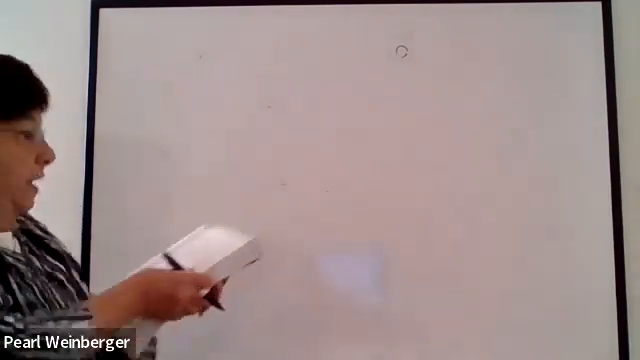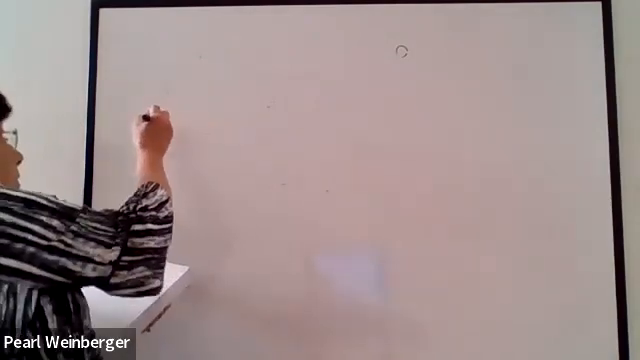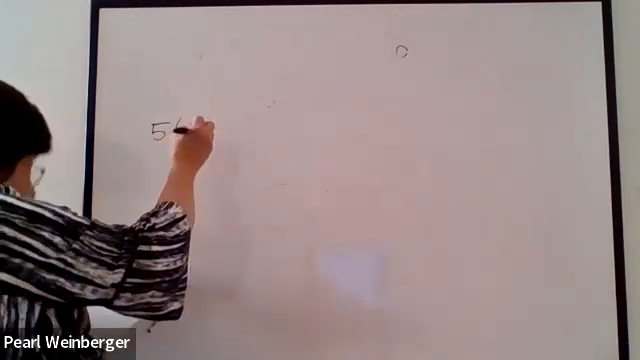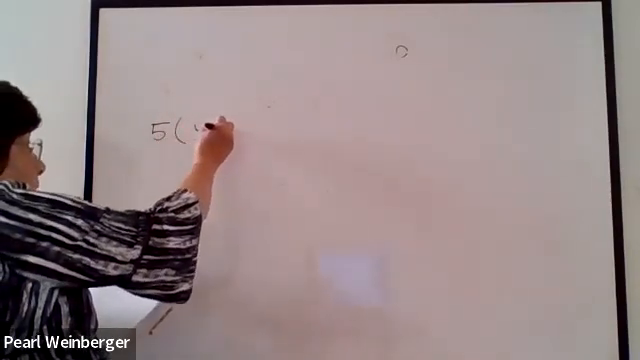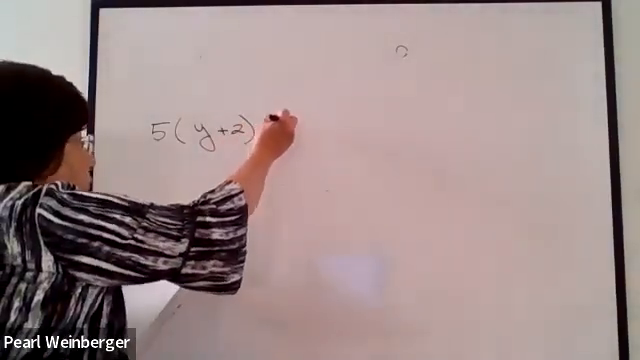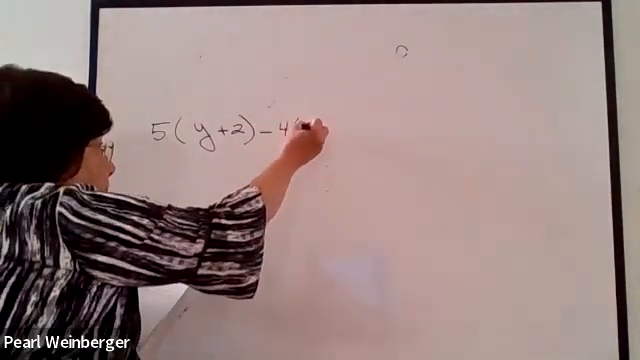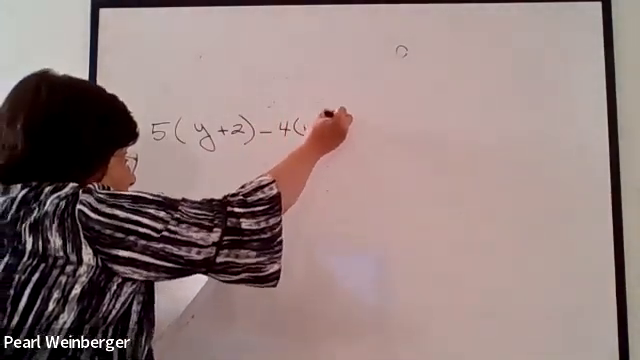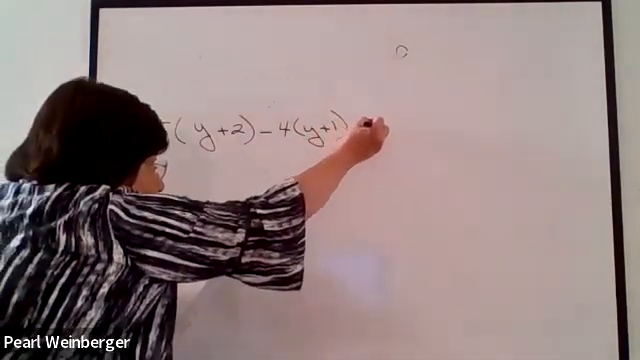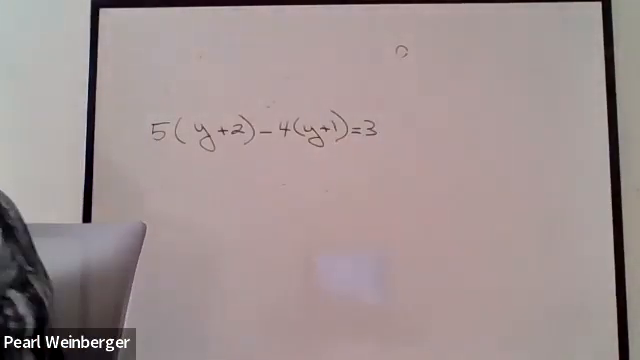Okay, so what if we have this problem? 5 parentheses y plus 2, minus 4 parentheses y plus 1, equals 3. Okay, again, I'm going to give you a few minutes to try this out.